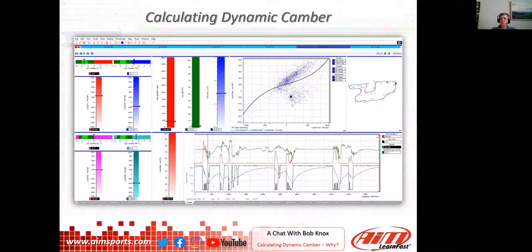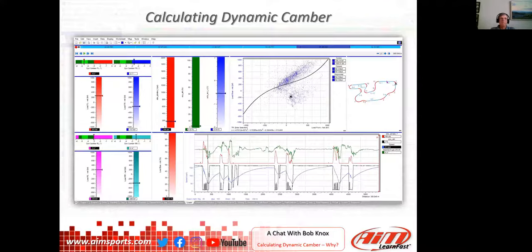The colors represent, I consistently use red for left front anything and blue for right front anything, a slightly different version of red for left rear anything, and a slightly different version of blue for right rear anything. That way, I know what I'm looking at right away, and the engineer isn't asking me, what am I looking at? The verticals are load calculations.